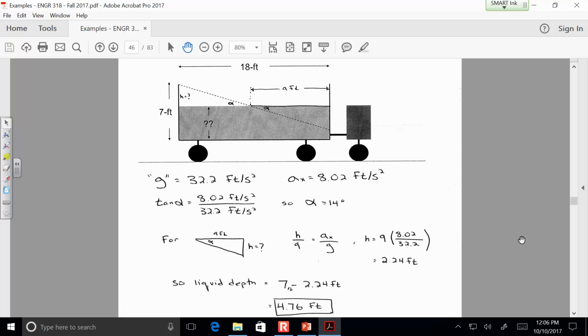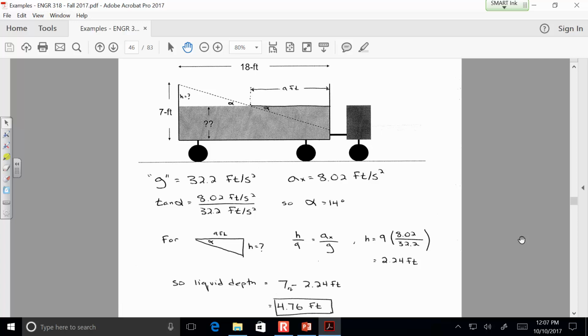So the ratio of h to 9 is the same as the ratio of the acceleration horizontal to g. So in other words, if it was accelerating to the right at 9.81 meters per second squared, then it would be a 45-degree angle. But here it's accelerating not quite at the same rate as g, and so it's not going to be as long as 9. That h distance is going to be less than that.